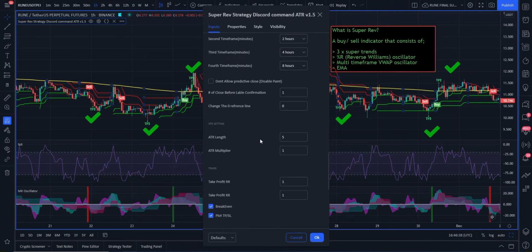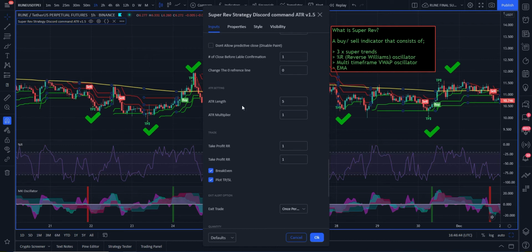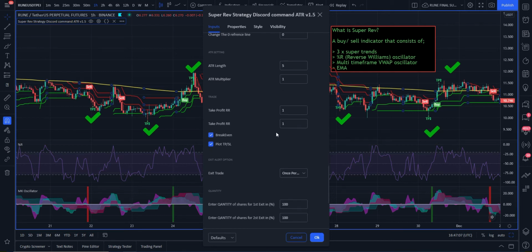And then further down, the version you're looking at is a version that has take profit and stop loss, and I'll show you the strategy backtester results for this. But this basically manages your stop loss. So you have an ATR stop loss tool in here, and you can play around with these as well as your take profit levels.